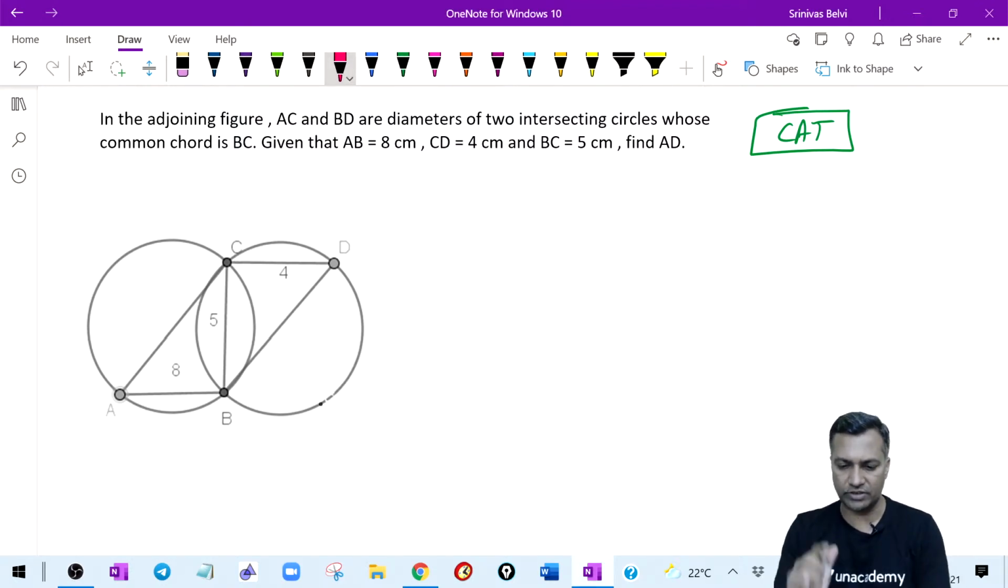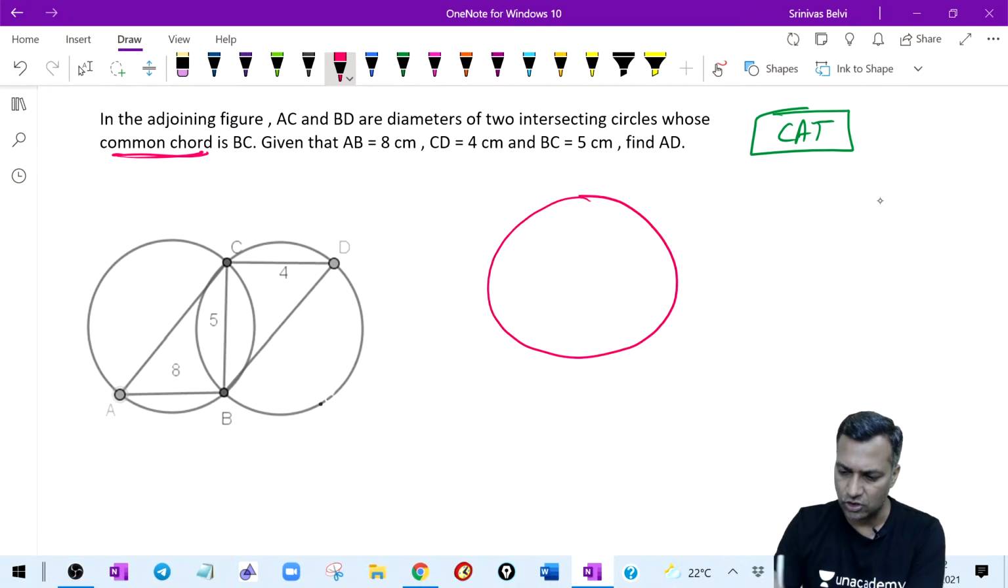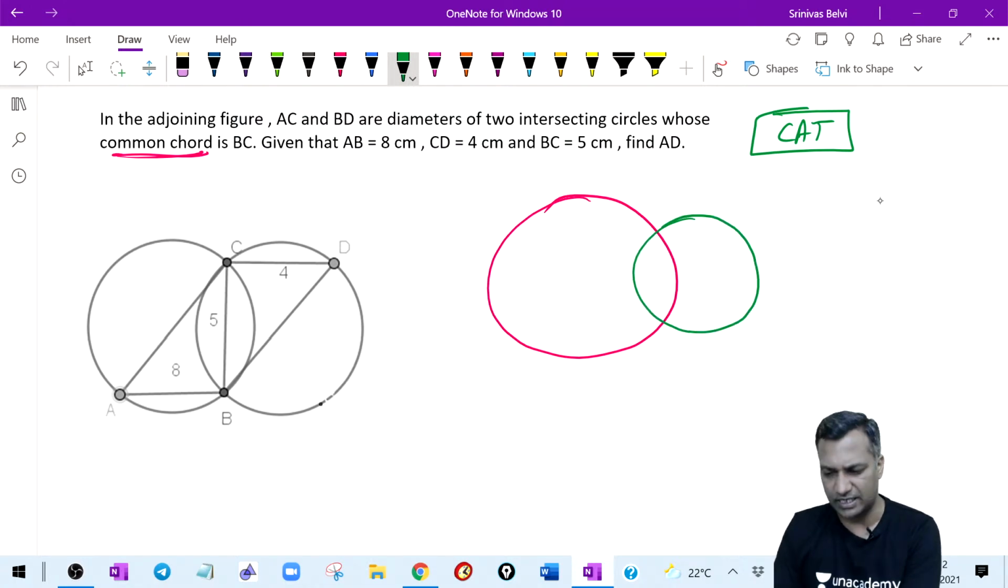No worries on this. First let me quickly talk a little bit about common chord, because there is a word there. When will the common chord come into the picture? Listen, everybody. Whenever two circles intersect. Big, small, doesn't matter. Two equal circles or unequal circles, doesn't matter. Whenever two circles intersect, we get the phenomenon of a common chord.